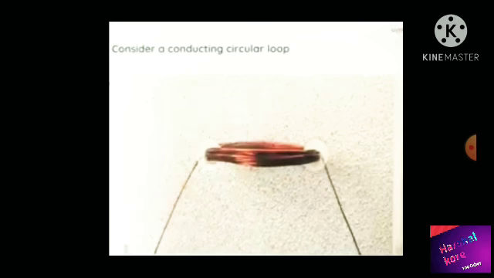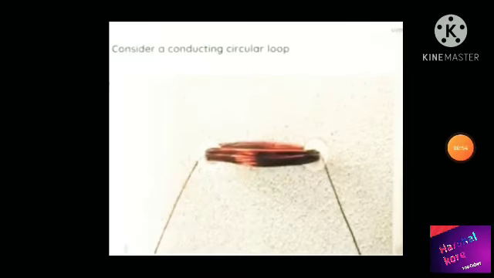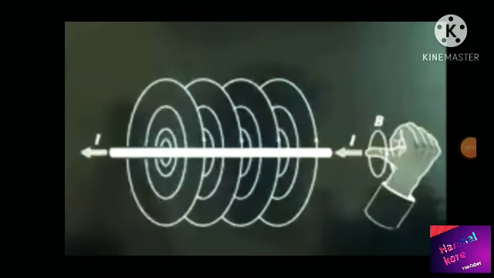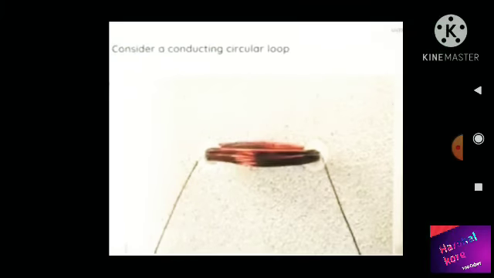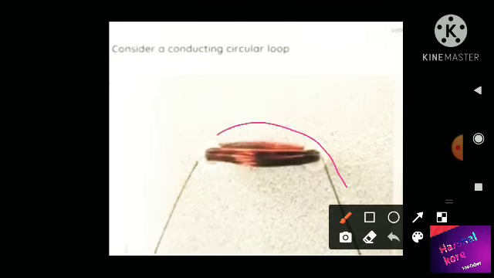So consider a conducting circular loop. But first of all, we need to know what a wire is. A wire is a straight line that passes the current. When we turn the wire in this shape, it becomes a circular loop. So the wire is turned and manipulated into a loop-like structure, and we can say it is a circular loop.